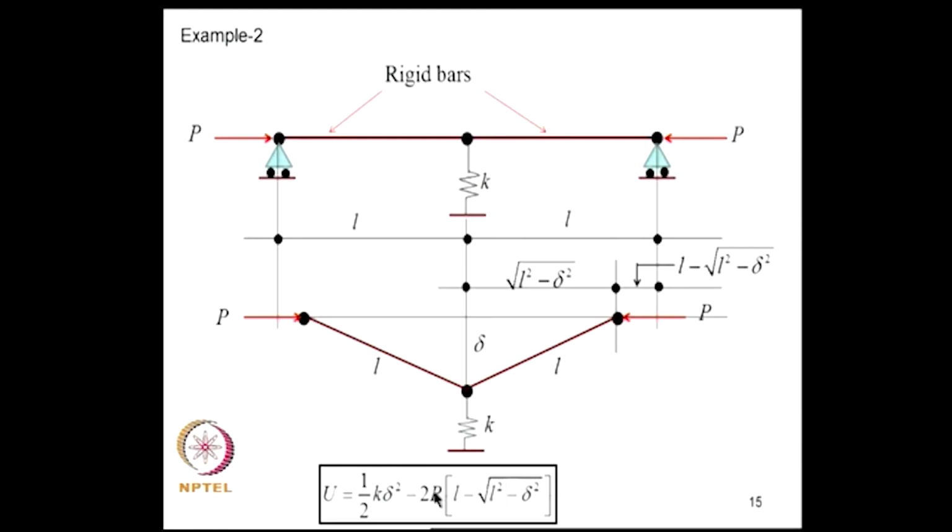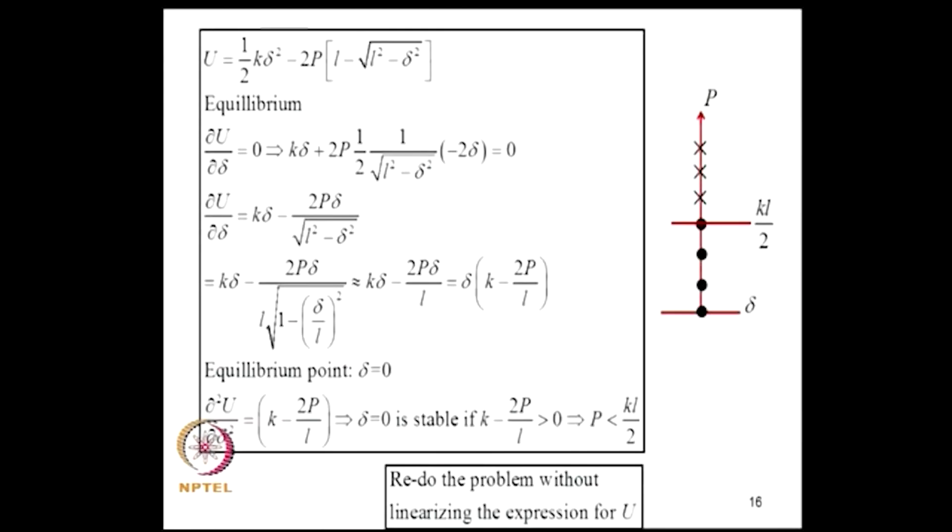Now, delta is the generalized coordinate. So, I have now got u in terms of delta. For equilibrium I have dou u by dou delta equal to 0. So, I differentiate, I get this equal to 0, and this is the load deflection path which satisfies the equilibrium condition.